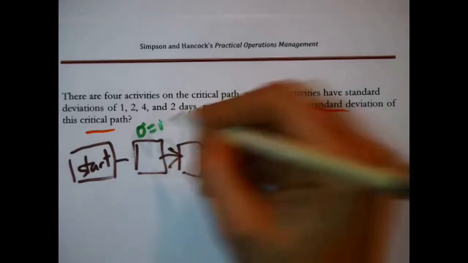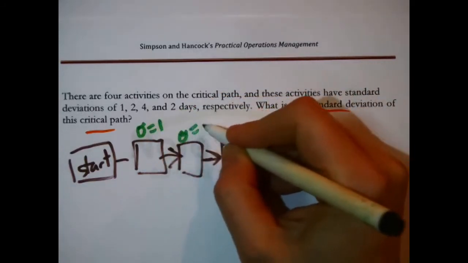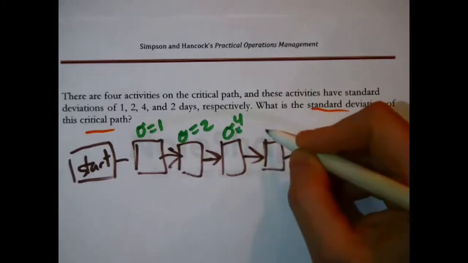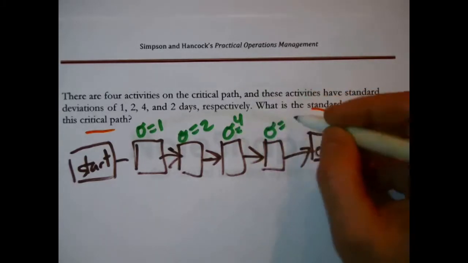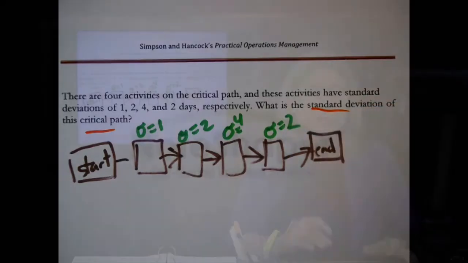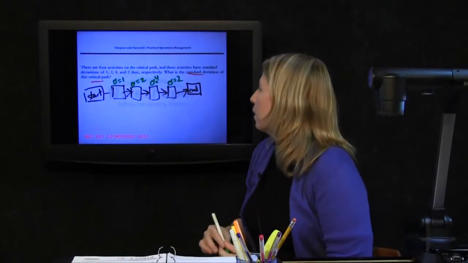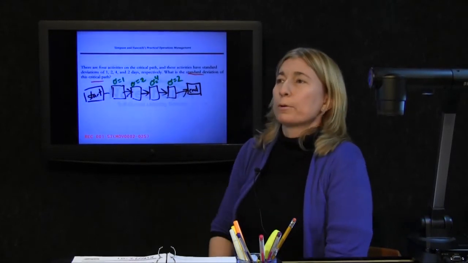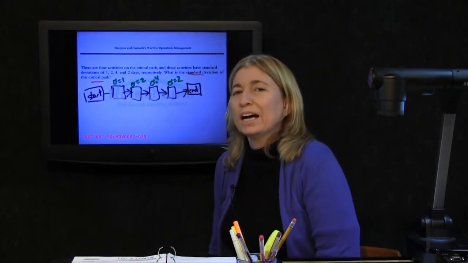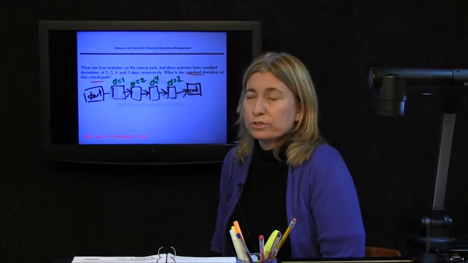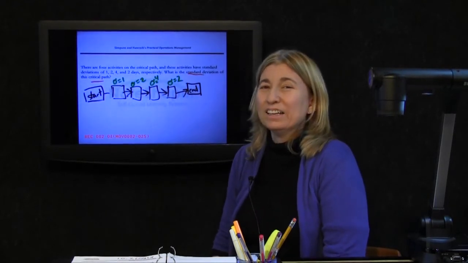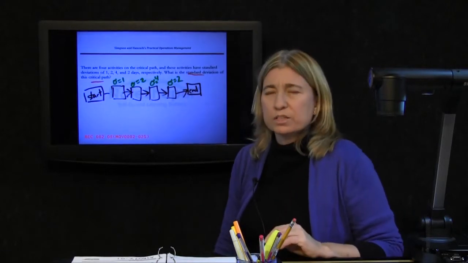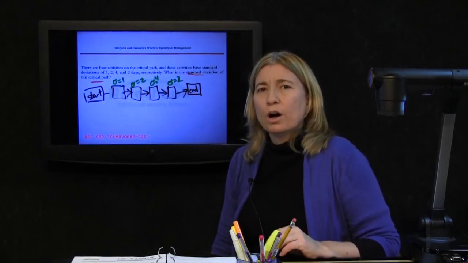The standard deviation of this one is 1, the standard deviation of this one is 2, the standard deviation of this one is 4, and the standard deviation of this particular task time is 2. They just want to know the standard deviation of the path. Remember, you can never add standard deviations. You can only add variances. That's the trick in this particular question.